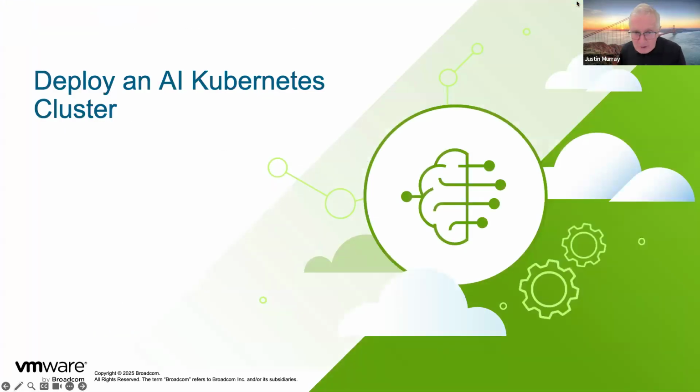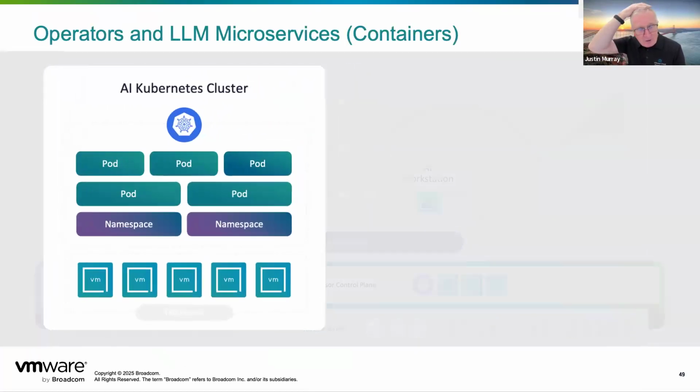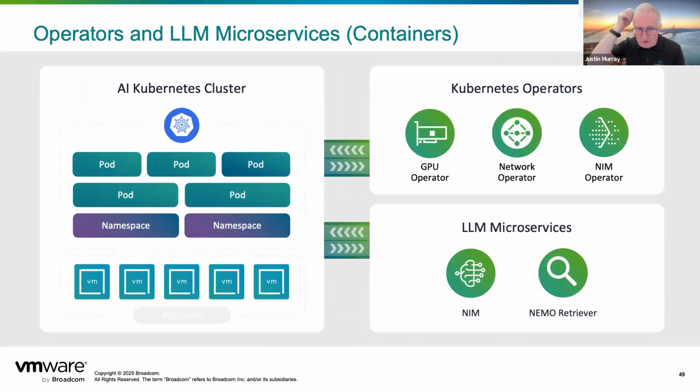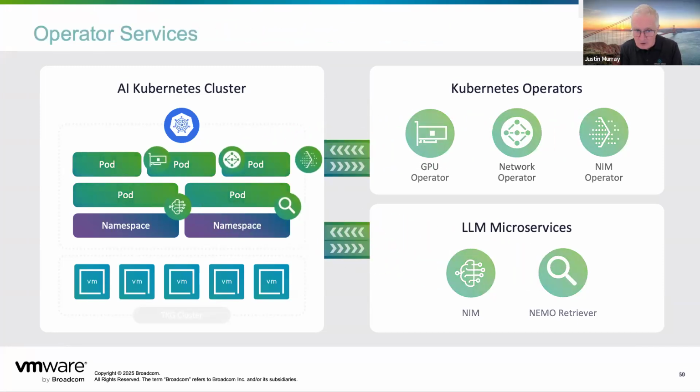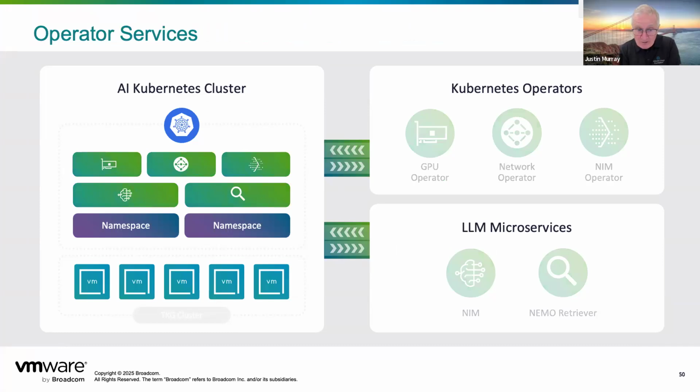Okay, so now let's deploy a Kubernetes cluster. We've deployed a simple deep learning VM. Let's deploy a Kubernetes cluster. A Kubernetes cluster is really a place where pods run, and those pods contain the data science technology that NVIDIA supplies at the top. On the right-hand side there, the NIM, the NeMo retriever, the network operator, the NIM operator. Those are all deployed automatically during the process I'm going to show you, deployed into pods inside my own AI Kubernetes cluster.